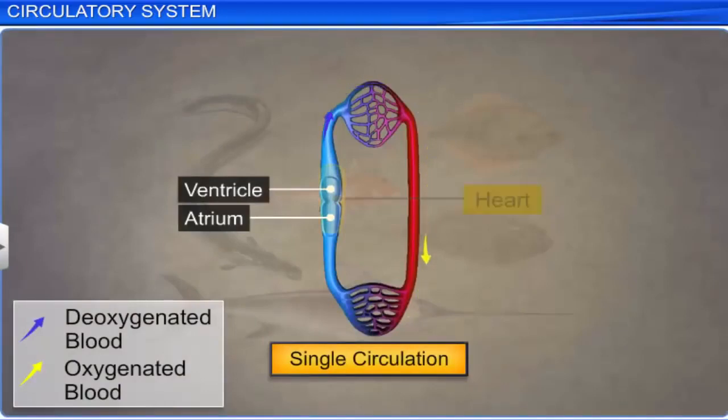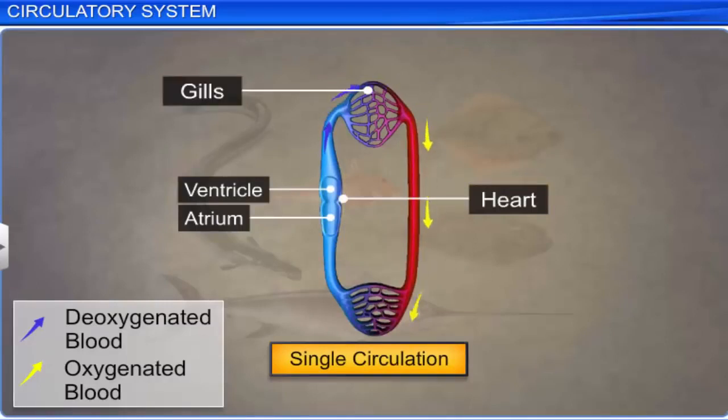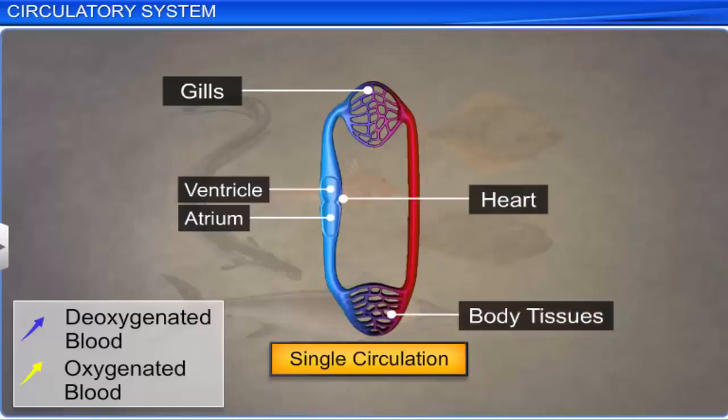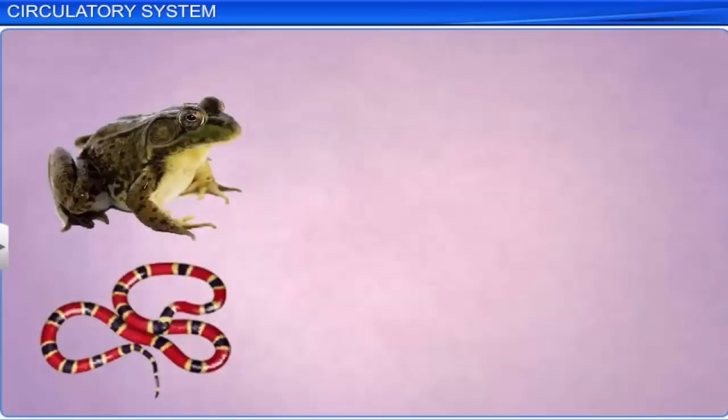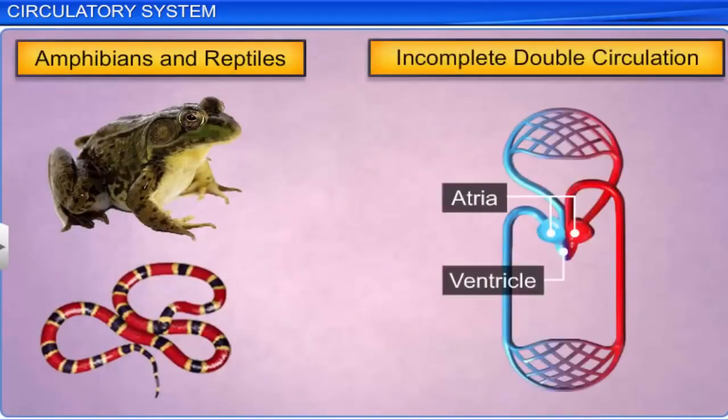Deoxygenated blood is pumped from the heart to the gills for oxygenation, and the oxygenated blood directly flows into the tissues, whereas deoxygenated blood collected from the tissues is returned to the heart. In this way, blood passes through the heart only once during circulation, and hence this is called single circulation. Frogs and reptiles exhibit incomplete double circulation.